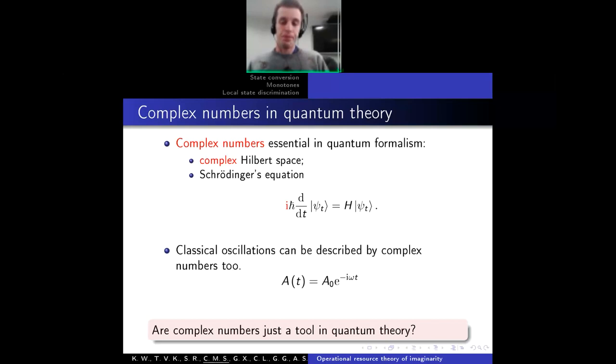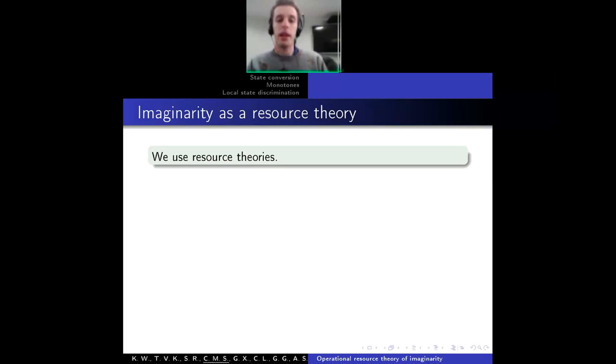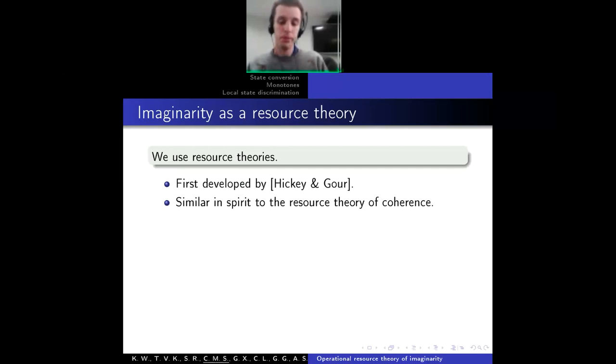To answer this question, we approach it from a resource theoretic perspective. Resource theories have always been very useful in finding the solution of deep problems in quantum information. For example, think quantum entanglement, quantum thermodynamics. So here we develop a resource theory of imaginarity. Specifically, it was introduced by Hickey and Gore. And here I'd like to recap some of the basic features of this resource theory, because it's not well known.